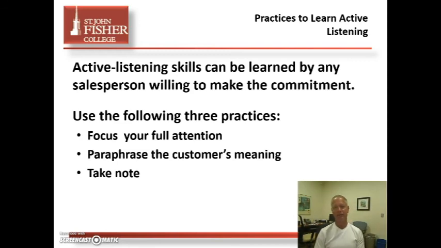Practices to learn active listening: use the following 3 practices. Focus your full attention. Look someone directly in the eye, but don't stare them down. Paraphrase is a very good way to do it. Take notes, as long as you've asked if you can take a note. And use facial expressions and body language to show that you're actively listening to the customer's problems and the customer's situation.